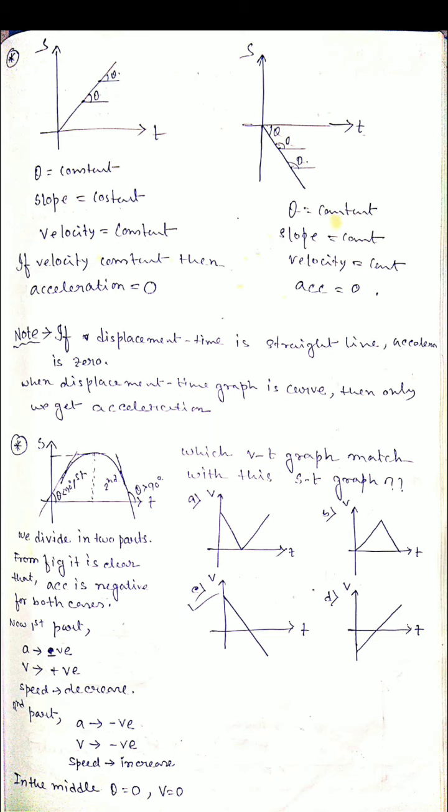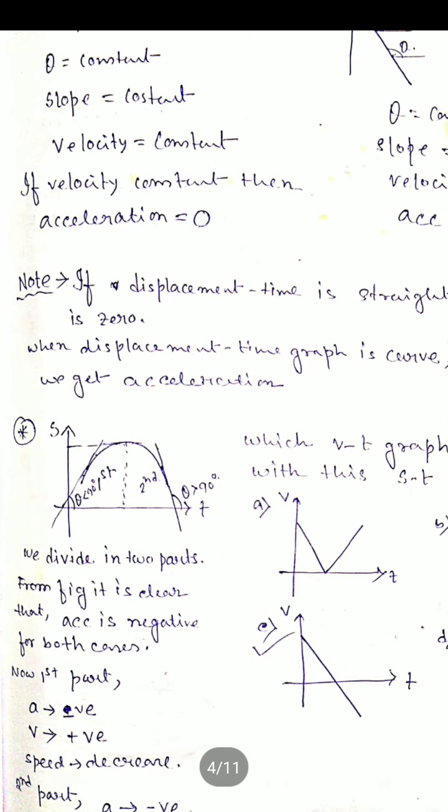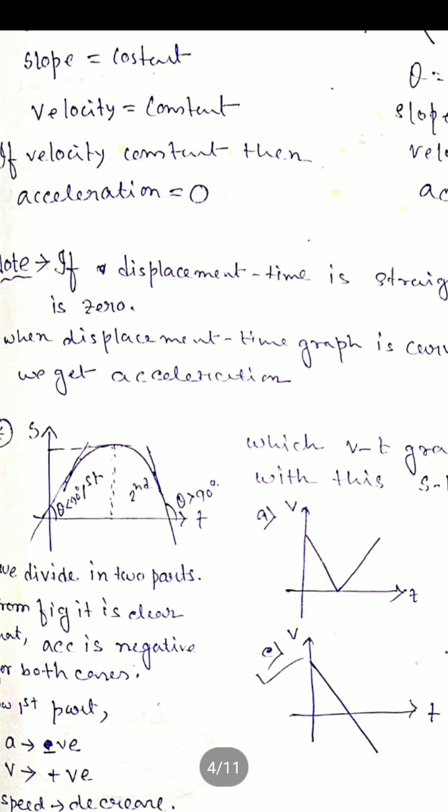Clear? Now for the velocity time graph, we also need the value of velocity. So we divide it into two regions, the first region and second region, and we also draw two tangents. In the left side region, if we draw a tangent, theta is less than 90 degrees. But in the second region, theta is greater than 90 degrees. So for the first region, theta less than 90 degrees means velocity is positive. For the second region, theta greater than 90 degrees, velocity is negative.